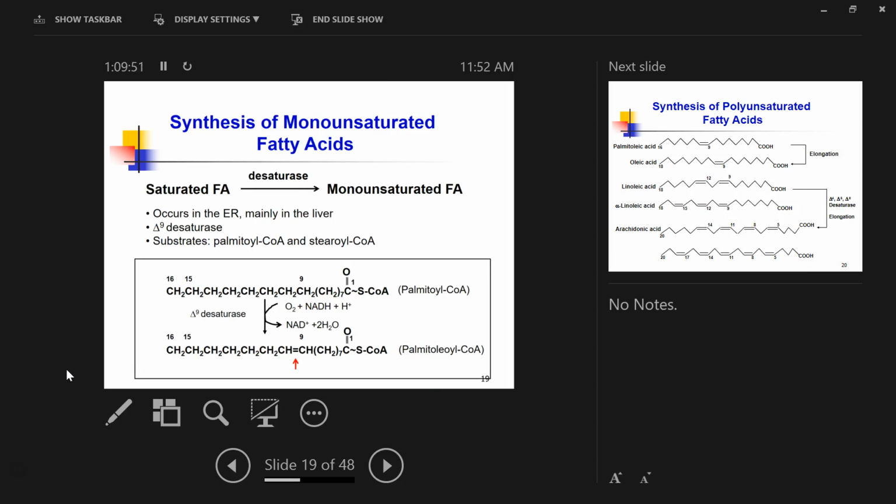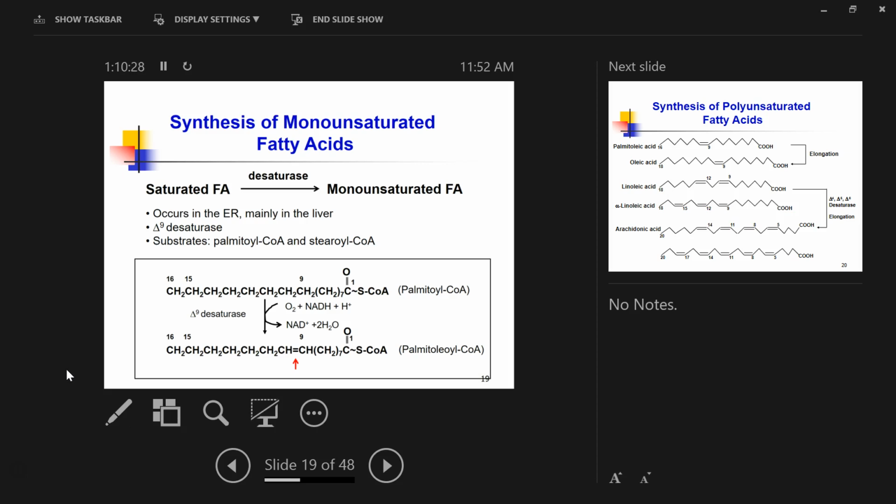Okay. Now, how about fatty acids that have double bonds, like unsaturated fatty acids? How do we synthesize unsaturated fatty acids? For the monounsaturated fatty acids, that means the fatty acid has only 1 double bond, right? And this process requires an enzyme called a desaturase. Our body has a certain type of desaturase, so it can synthesize monounsaturated fatty acids.